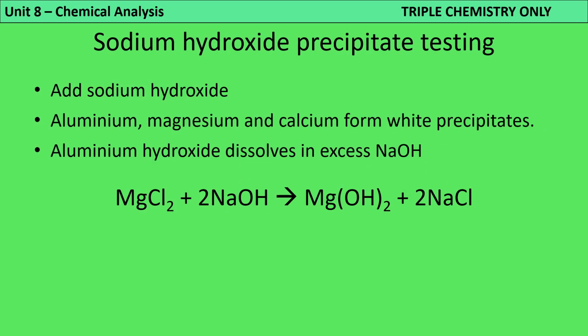The other way that you can test for cations is by adding sodium hydroxide to produce a precipitate, which basically means a solid being formed out of the solution. If you have aluminium, magnesium or calcium ions, then when you add sodium hydroxide, this forms a white precipitate, and you can't distinguish between the three of them. If you carry on adding excess sodium hydroxide, so adding too much, then the precipitate that forms from aluminium ions will then dissolve, so you can then eliminate that one.